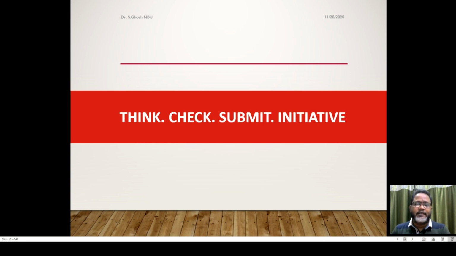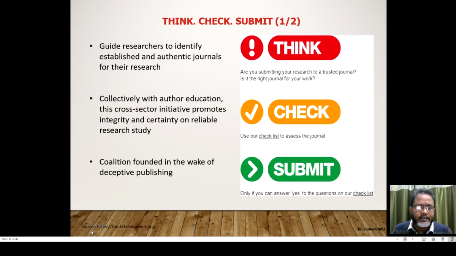Now the next thing is the Think, Check, Submit initiative. What is that? It is thinkchecksubmit.org, they are prescribing this thing. That is, first you think, then you check, and then you submit. Are you submitting your research to a trusted journal? Think, is it the right journal for your work? This is a thinking procedure. Then you check it. Use our checklist. They have developed one checklist, and only if you can answer yes to the questions on our checklist, then submit.